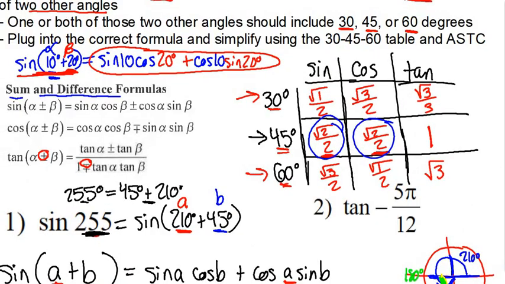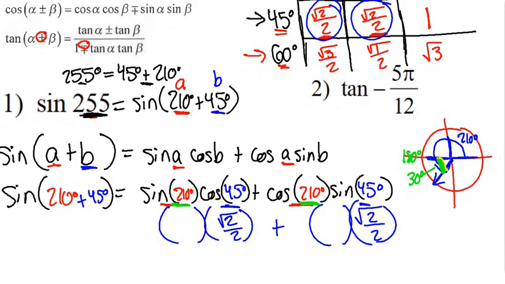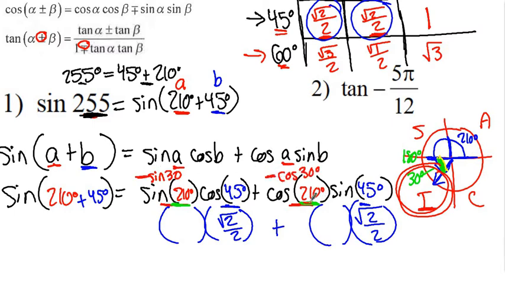It says plug into the correct formula, simplify using this table, and using ASTC. So all we have to do for that is figure out if we are in the third quadrant, which is where 210 puts us. In this third quadrant, it looks like T, meaning tangent. ASTC stands for All Students Take Calculus. Only tangent is positive, so sine of 210 is like sine of 30 except the negative of that. And cosine of 210 is like cosine of 30, except because we're in the third quadrant, that's going to be negative.